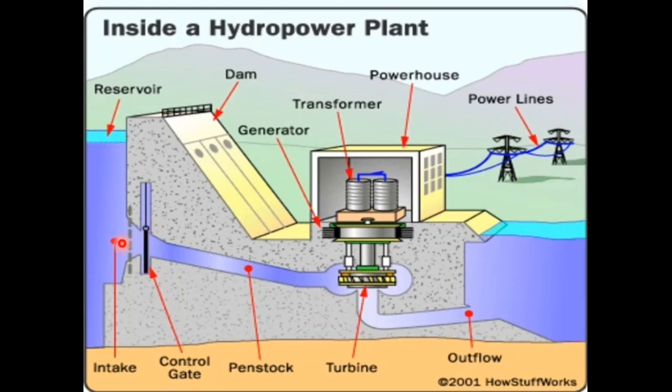Along this intake, a penstock arrangement is made. Penstock is nothing but a carrier, conduit or pipe which carries the flow of water. At the end of this penstock, a nozzle arrangement is provided. This gate is basically a sluice gate, which is also called a control gate.